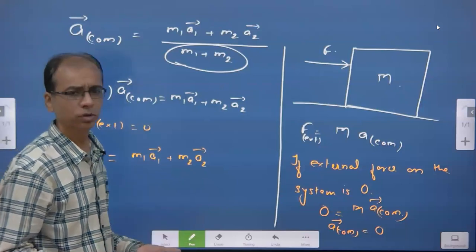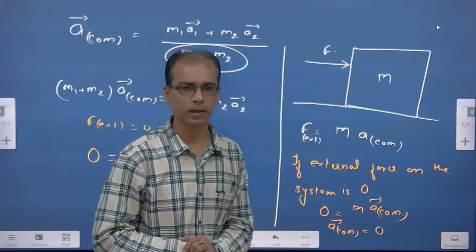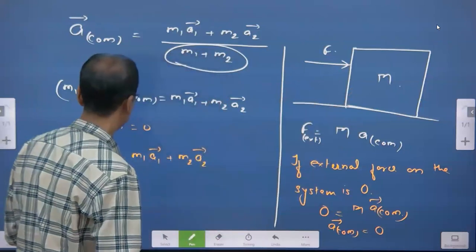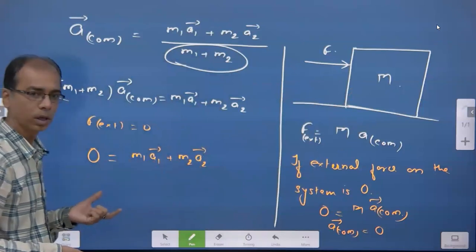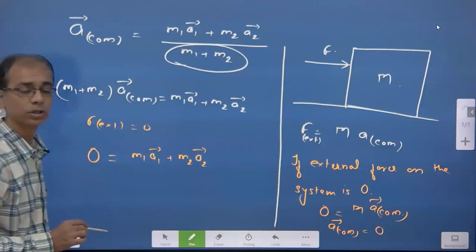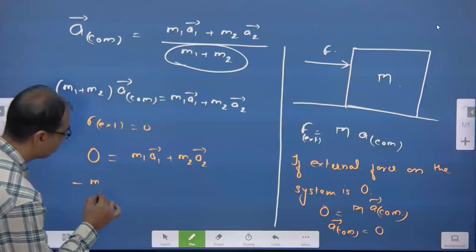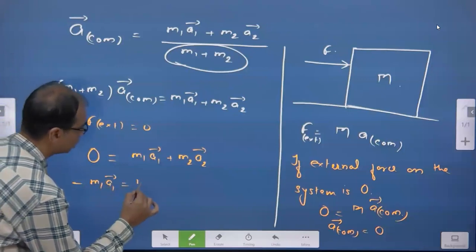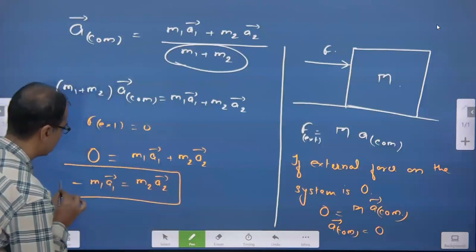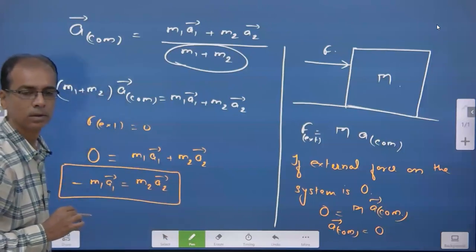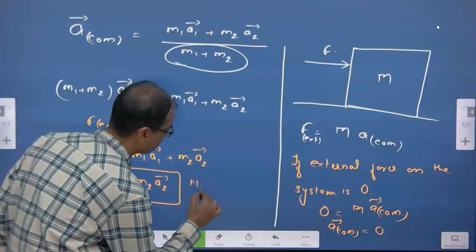There may be internal forces. What type of internal forces are possible? We'll discuss that. But m1a1 plus m2a2 will be equal to zero, because external force is not applied on that. So let me write it in another way also: minus m1a1 equal to m2a2. You know what this is? From here only Newton's third law came. This is Newton's third law.